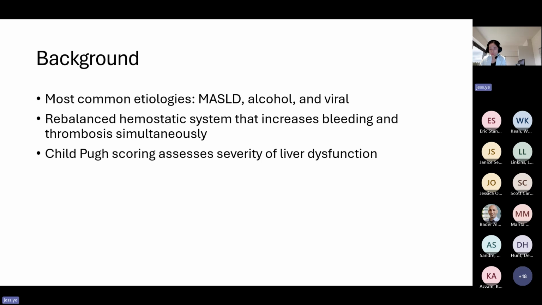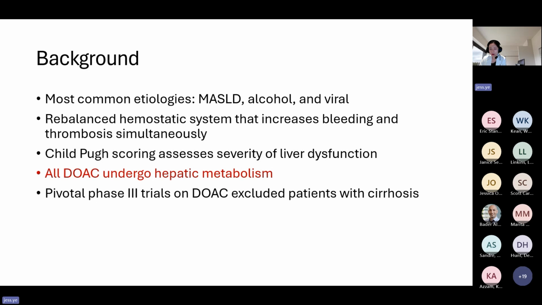Child-Pugh scoring and MELD are the two most common scores used to assess the severity of liver dysfunction. Throughout this talk, I'll be referring to Child-Pugh scores in regards to DOAC usage. All DOACs undergo some form of hepatic metabolism to various degrees. The landmark trials looking at DOAC versus warfarin for the indication of atrial fibrillation and also for venous thromboembolism have all excluded patients with active and significant liver disease.